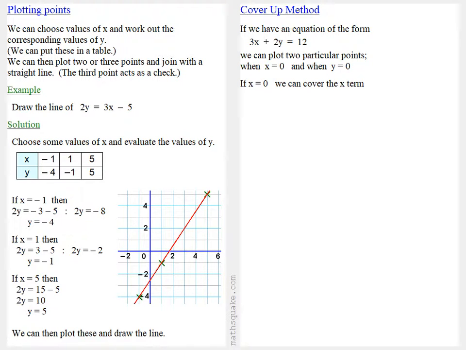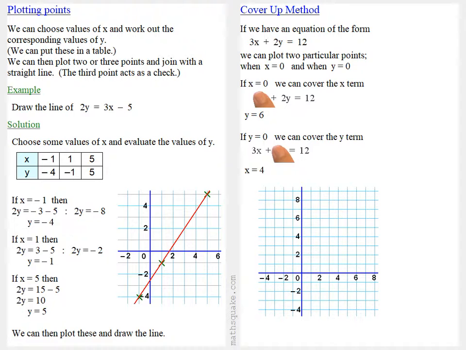So if x is 0, we can cover up the x term. Now that leaves us with 2y equals 12 or y equals 6. If y is 0, then we can cover up the y term. And that leaves us with 3x equals 12, and so x equals 4. So that means we plot the points (0, 6) and (4, 0). We then join those up with a straight line, and that's our graph.